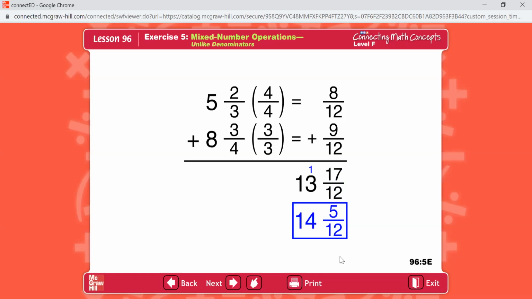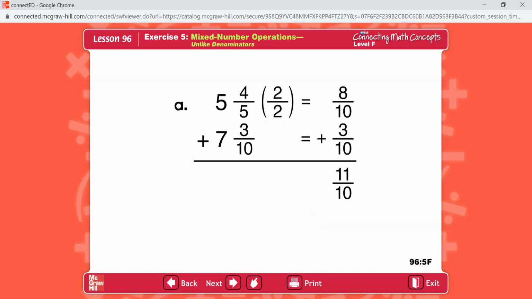Problem A says 5 4/5 plus 7 3/10. Copy and work the first part of the problem. Here's what you should have. They don't have the same denominator, so you need to create it. The lowest common denominator for both of these is 10. What would have gone here is just 1 over 1. They left it out.